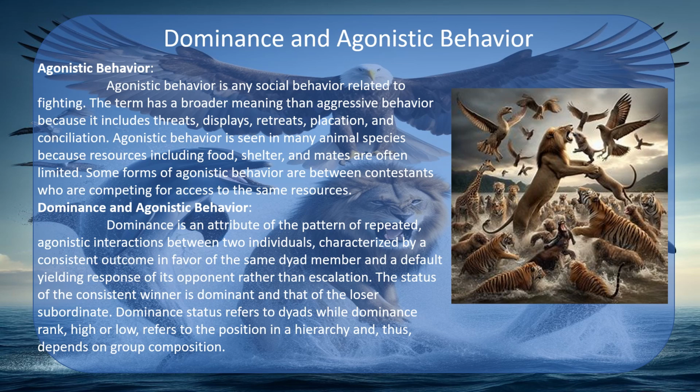Dominance and agonistic behavior is an attribute of the pattern of repeated agonistic interactions between two individuals characterized by a consistent outcome in favor of the same dyad member or the default yielding response of its opponent rather than escalation. The status of the consistent winner is dominant and that of the loser is subordinate. Dominance status refers to the dyad, while dominance rank, high or low, refers to the position in a hierarchy and thus depends on the group composition.